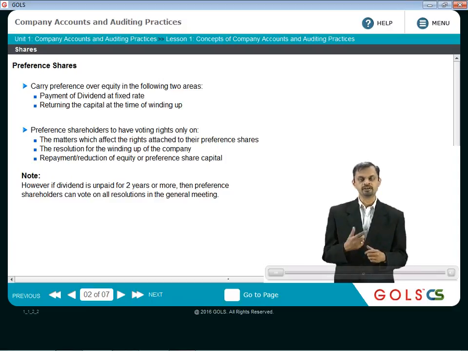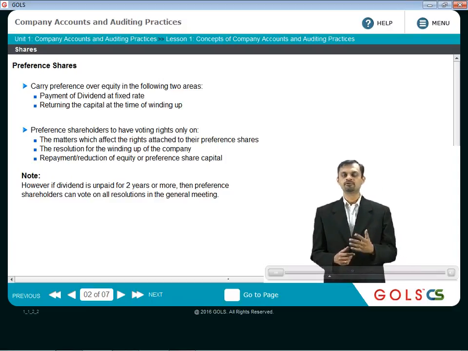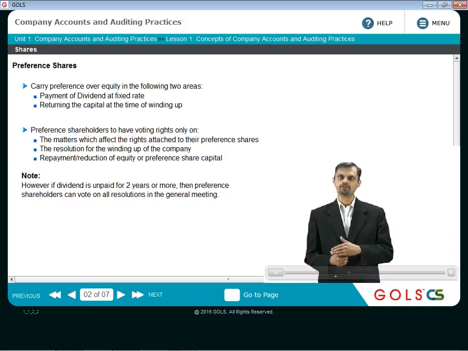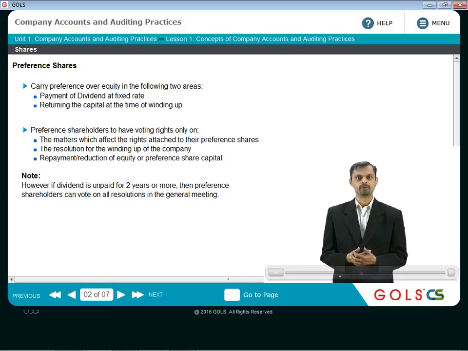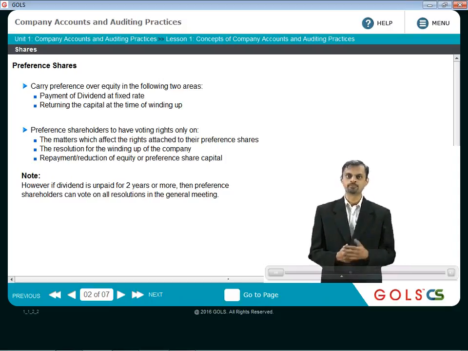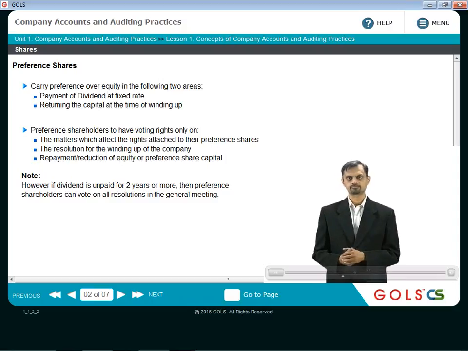Whenever the dividend is declared, first priority will be given to the preference shareholders. After the dividend to the preference shareholders is paid, if there is still profit left, then out of that remaining profit, the dividend will be paid to the equity shareholders. So in the area of payment of dividend, preference shareholders carry the priority.